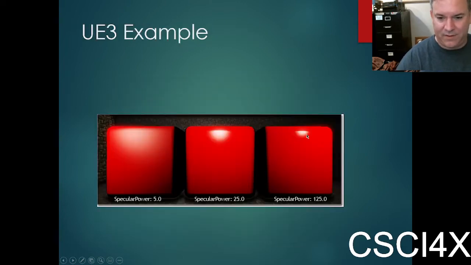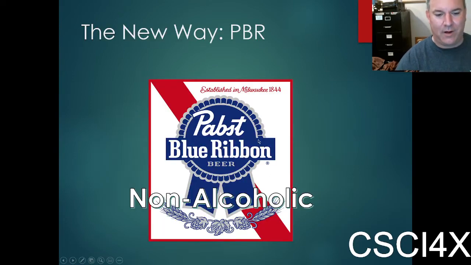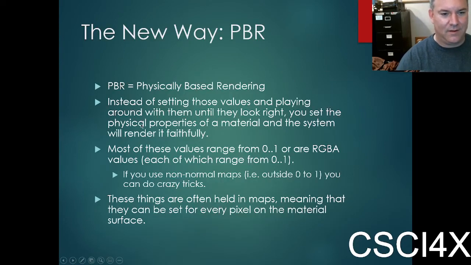So you can increase the specular power, which makes it more shiny looking, right? So this is a low spec power, higher spec power. This looks like a smooth, shiny plastic surface. This looks like a rough surface. So PBR is the new way, physically based rendering.